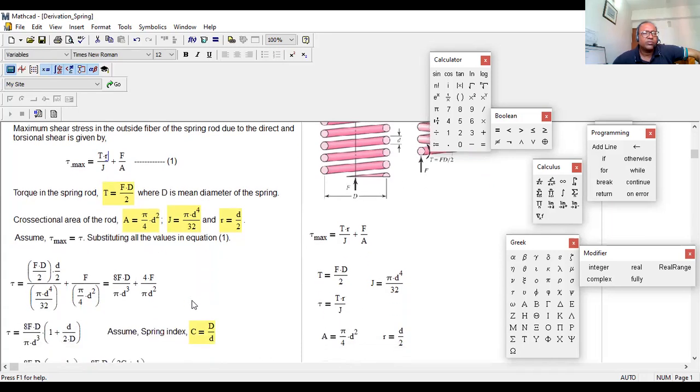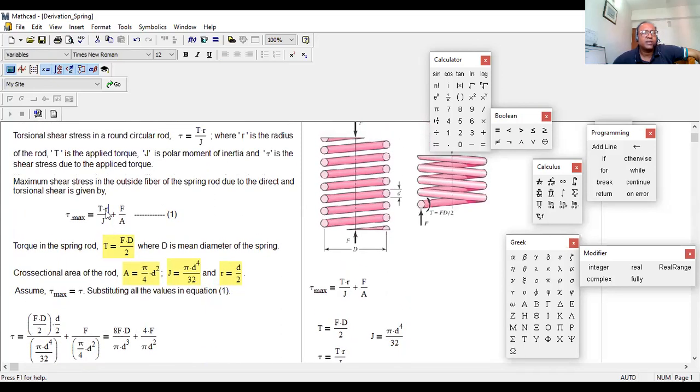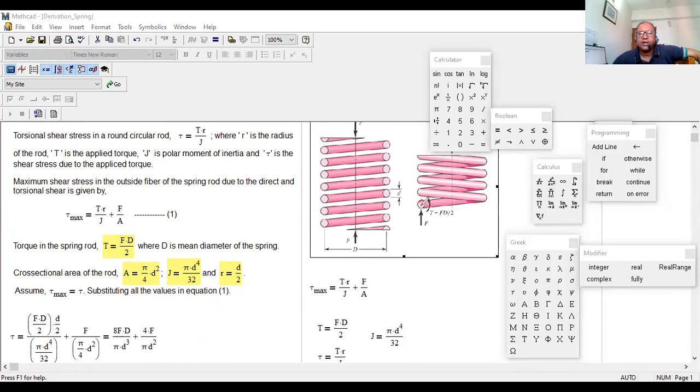So tau maximum, you see at the outer fiber, right over here. Shear stress will be maximum at this location. At the center, R is 0, so at the center we will have only the F by A portion. But in the outer fiber, we have both. That's why the outer fiber will be more critical. If it starts to crack, it starts from the outer fiber.